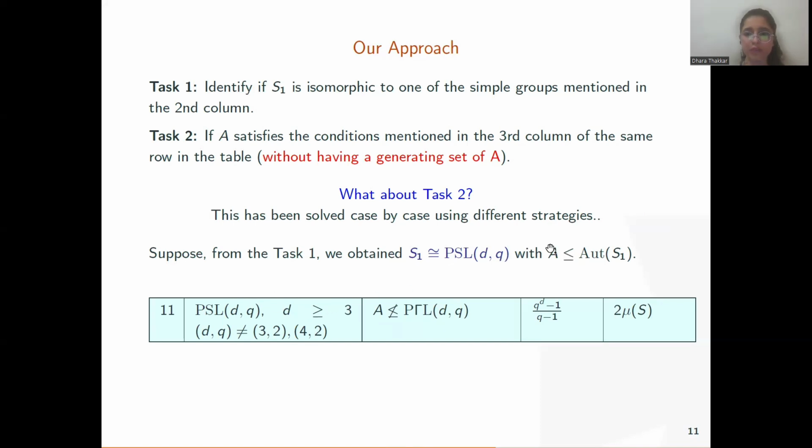And now we want to check whether A satisfies this condition or not, whether A is a subgroup of PΓL(d,q) or not. Also, if you observe, PΓL(d,q) is a matrix group where our A is a subgroup of Aut(S1). So A is a permutation group, though we do not have a generating set of A, but it is a permutation group. So that is the central part of the theorem. How do we check the second condition, that A is actually a subgroup of PΓL(d,q) or not?